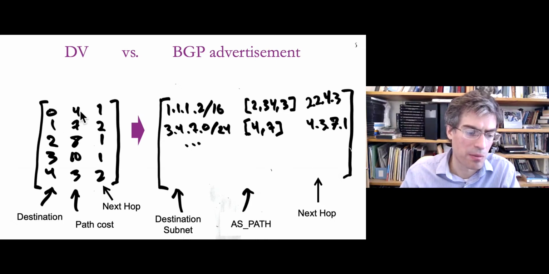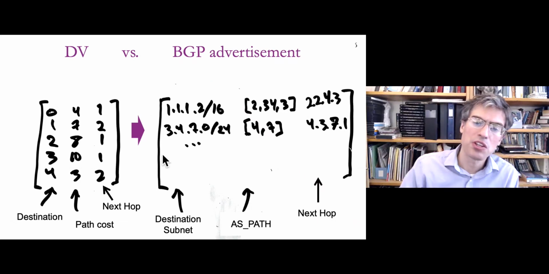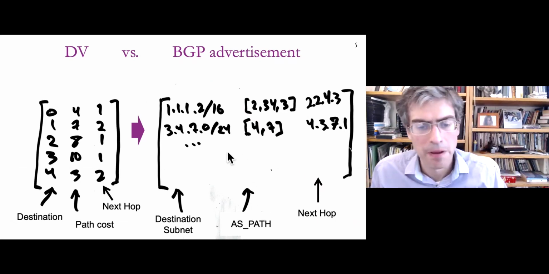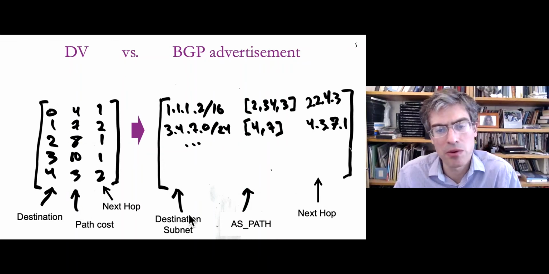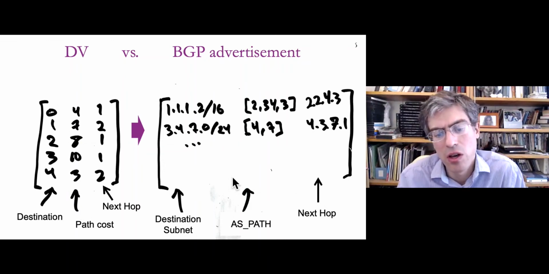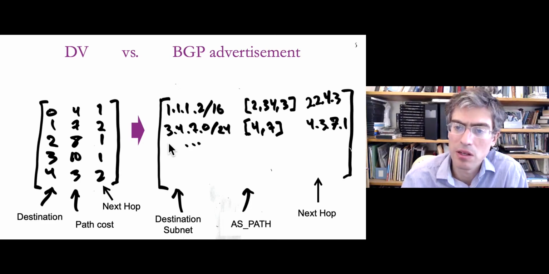Destination, path cost, next hop. The only difference here compared to my example is that I'm using numbers for the nodes instead of letters, but that's not an important difference. When we look at BGP, we translate that, and instead of having destinations that are like router numbers or router letters, we have subnets. So these are chunks of IP addresses that are destinations. Okay, because we want to use this to be able to reach different IP addresses.